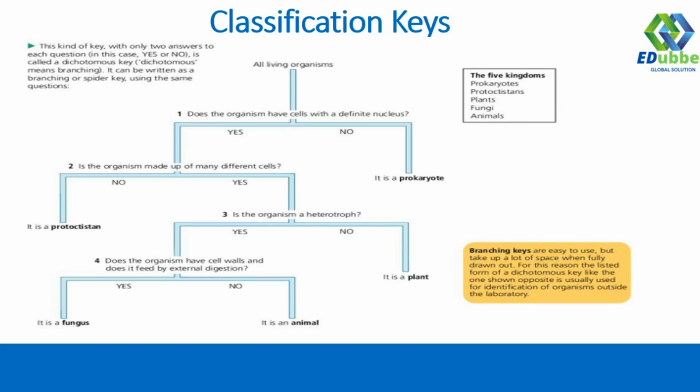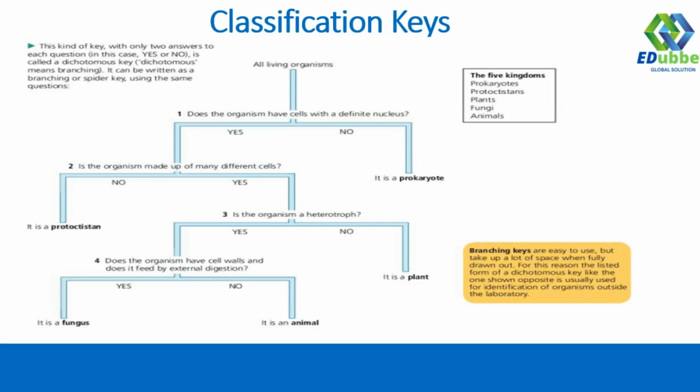Then we further classify the yes into whether that particular organism is made up of many different cells. If it is made up of many different cells, that's a yes. It is still branched into whether it is plant or animal or fungi. But if it is no, then it's classified to the second kingdom, which are the protistans, and that goes on like that. The branching keys are easy to use, but take up some space to be drawn out.